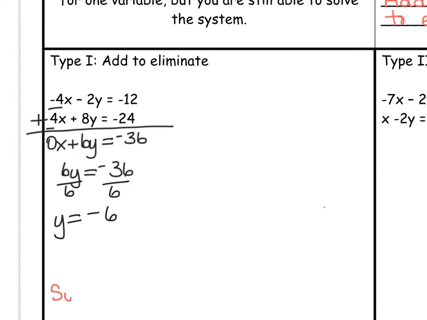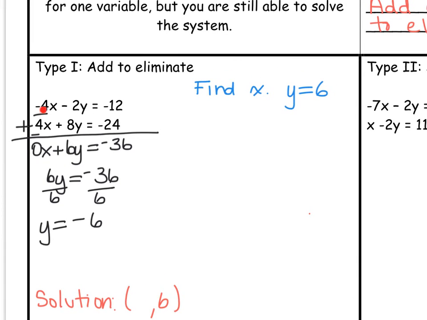So when I'm writing my solution to this system of equations, I know that my y coordinate is -6. Now we have to find the other variable. We have to find x, and we know that y is equal to -6. I can pick either equation. I can use this equation up here, -4x minus 2y equals -12, or I can use 4x plus 8y equals -24. And I'm going to go ahead and use the first one, -4x minus 2y.